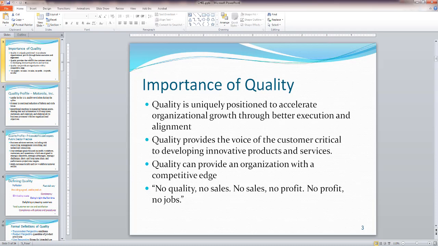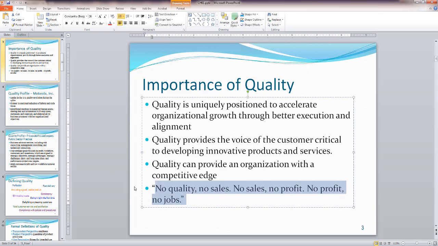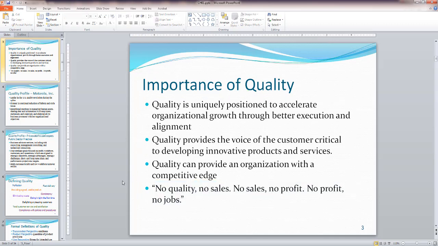The importance of quality, obviously, I'm not going to repeat this, but very simply, the bottom bullet is what you have to be mindful of. No quality, no sales. No sales, no profit. No profit, no jobs. Bingo. So the customer focus, making sure that the customer is satisfied and that you are producing a quality product that they will buy and will continue to buy, is what drives business.